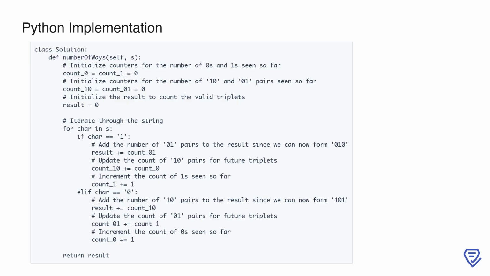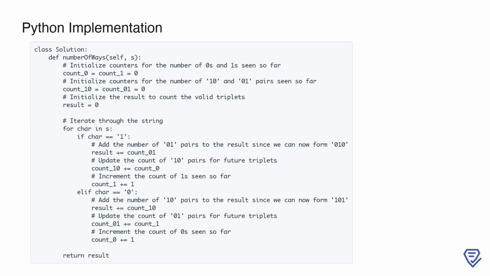The main loop processes each character in the string one by one. If the current character is 1, we add the count of 01 pairs to the result, since a 1 at the current position can complete all 01 pairs to form 010. We also update the count_10 counter by adding the number of zeros seen so far, as these can form new 10 pairs with the current one. Finally, we increment the count of ones.